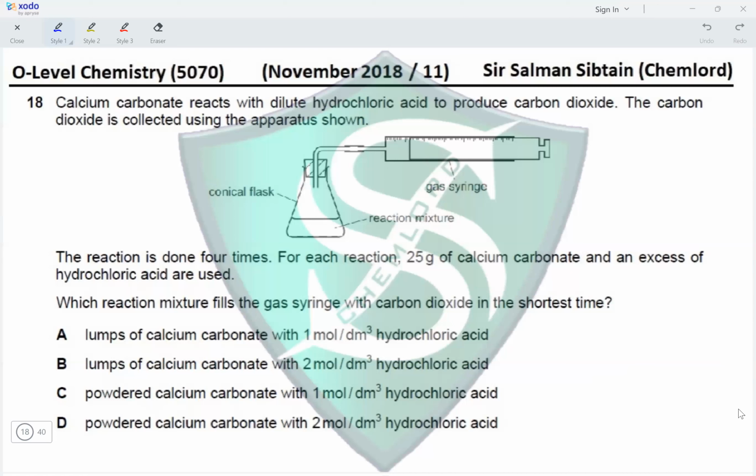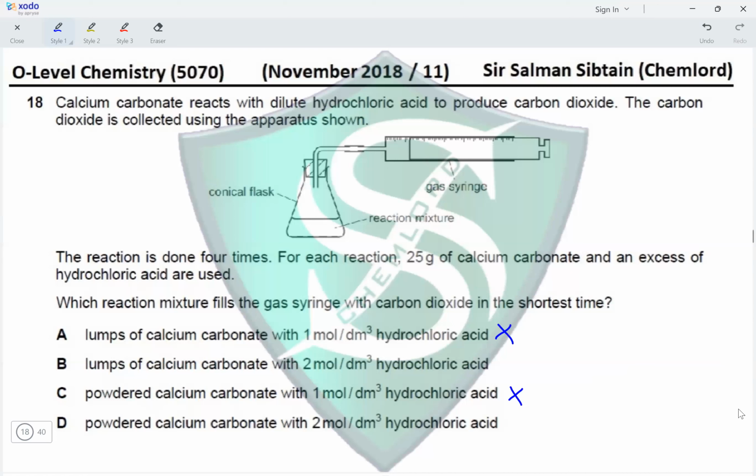A. Lumps of calcium carbonate with 1 mole per dm³ hydrochloric acid. Okay, now we will have to compare and eliminate. Next, B, lumps of calcium carbonate with 2 moles per dm³ hydrochloric acid. So B is a better option than A. C. Powdered calcium carbonate with 1 mole per dm³ hydrochloric acid. And D, powdered calcium carbonate with 2 moles per dm³ hydrochloric acid. So option D is better than option C. So A and C have been eliminated.